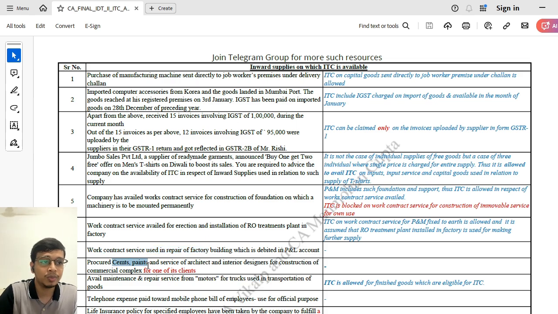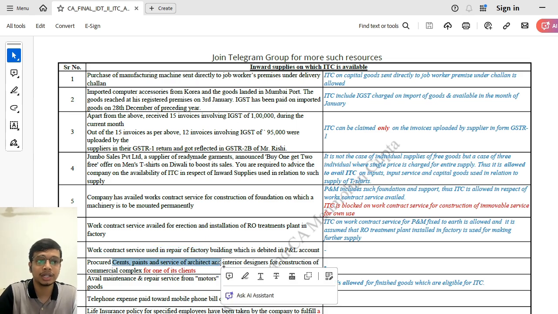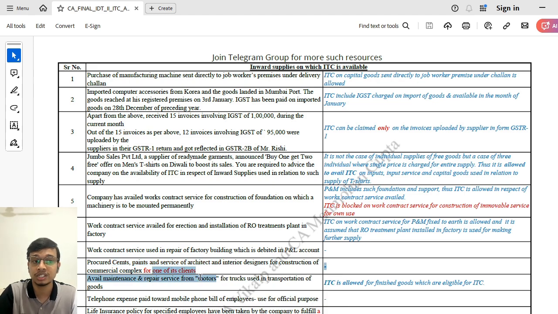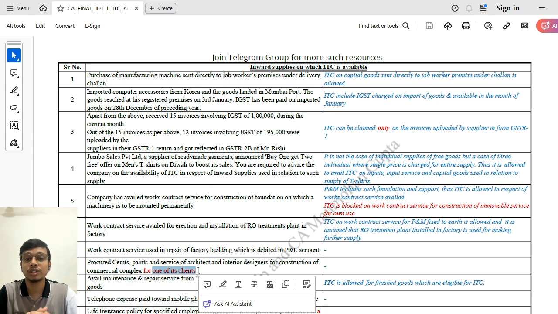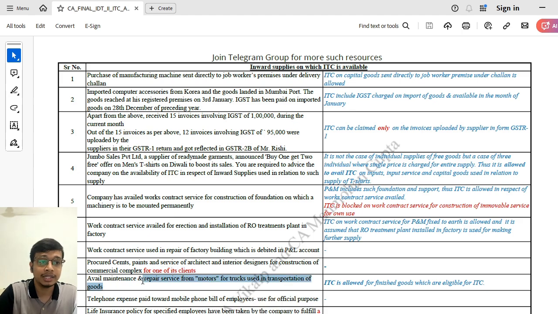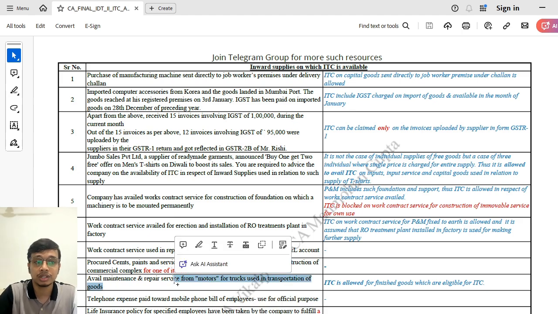And next, procurement of services of architect and interior design for the construction of commercial complex for one of its clients. The service is used for its client for further supply, so we can claim ITC for that also. Ninth, availed maintenance and repair services for the motor for construction for truck used in transportation of goods. हम ITC ट्रक्स पे क्लेम कर सकते हैं for the transportation of goods. So maintenance and repair service also we can claim ITC for maintenance and repair services.